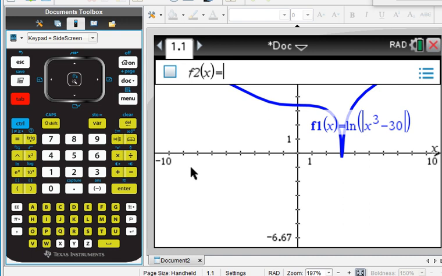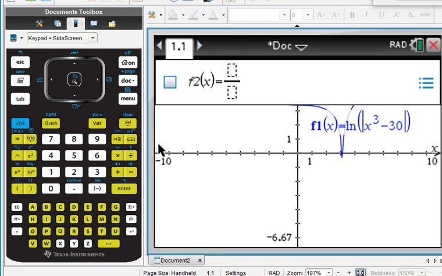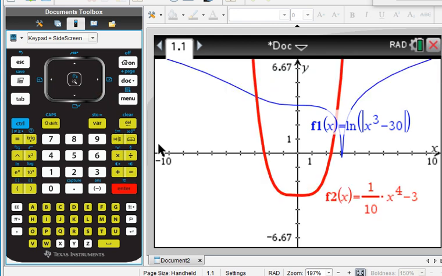That one is 1/10. You can do the fraction button right next to the 9 there, just like it looks on paper. So 1/10, and then x to the 4th. Hit the right arrow to get out of the exponent, minus 3. So you can see our region enclosed there.